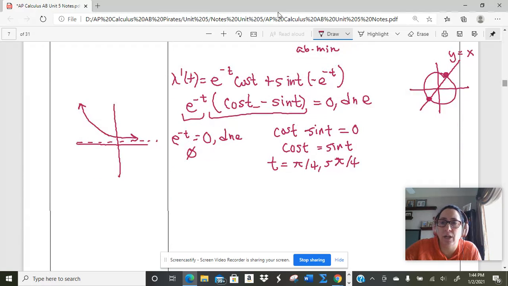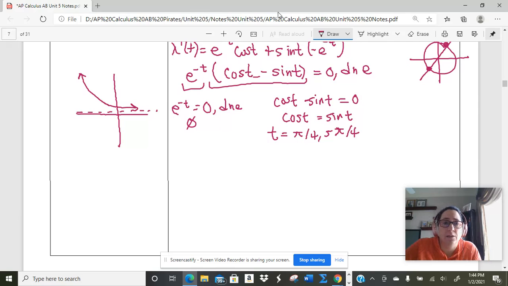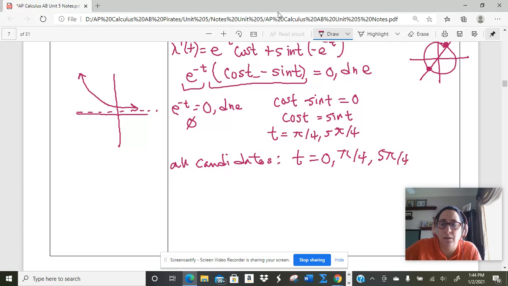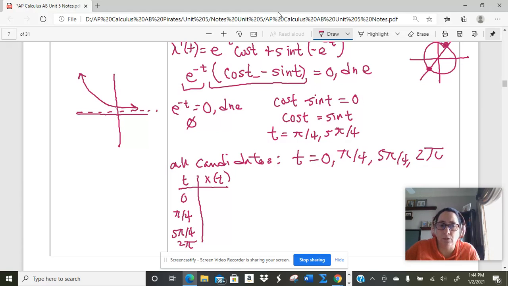But we also want to check with the candidates. So all candidates now would be the endpoints as well as those critical numbers. Okay, so we're going to go do the candidates test. So we're going to take our t and our original function, which was x of t, and plug in all of those values. And I want you to pause me. I want you to go plug them into the original and see what you get. See if you agree with me.